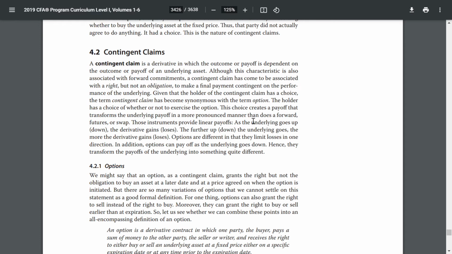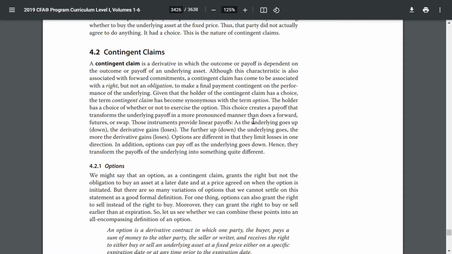A contingent claim is a derivative in which the outcome or payoffs depend on the outcome or payoffs of an underlying asset. Although this characteristic is also associated with forward commitments, a contingent claim has come to be associated with the right, but not the obligation, to make final payment contingent on the performance of the underlying. Given that the holder of the contingent claim has a choice, the term contingent claim has become synonymous with the term option. The holder has a choice of whether or not to exercise the option.